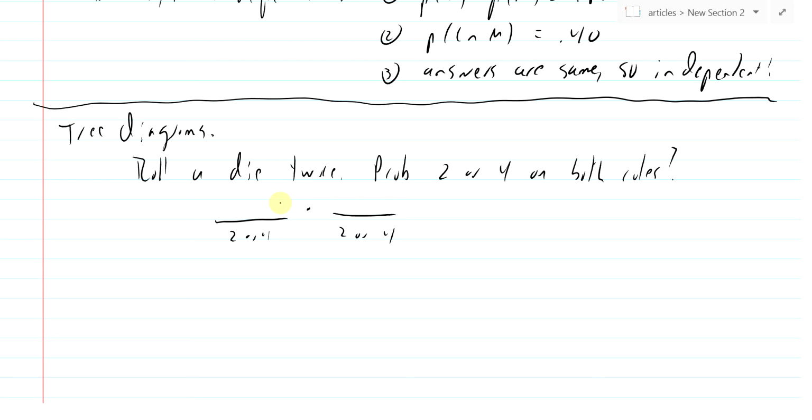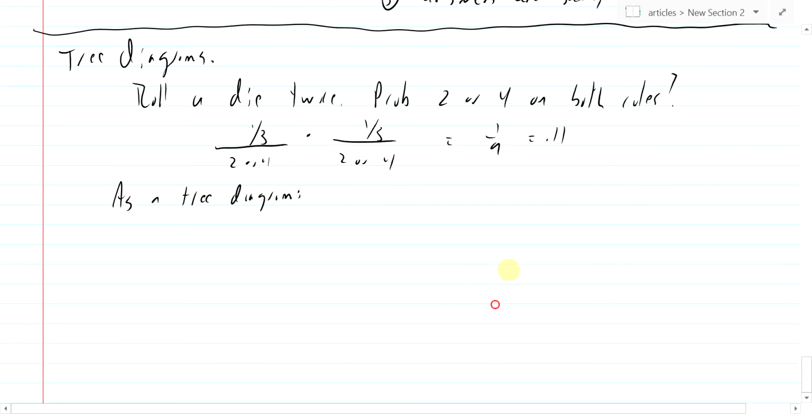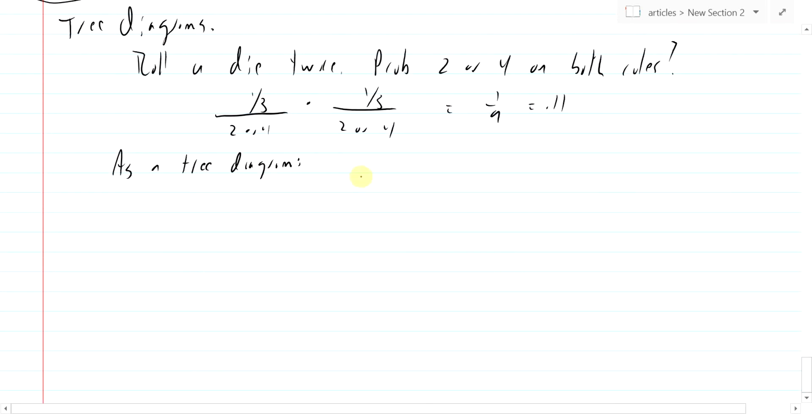Let's see. So that's 1/3, and that's 1/3, because there are 6 possible outcomes: 1, 2, 3, 4, 5, 6, and 2 or 4 is 2 of them. So 1 out of 9, about 11%. And we can do this as a tree diagram. We'll let A be roll a 2 or 4, and B be roll a 1, 3, 5, or 6.